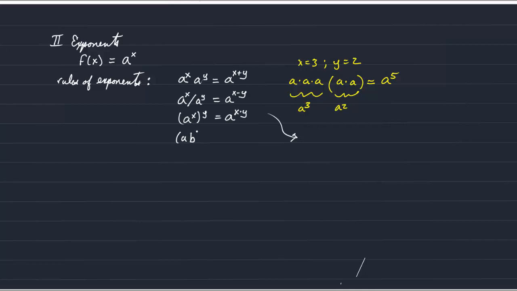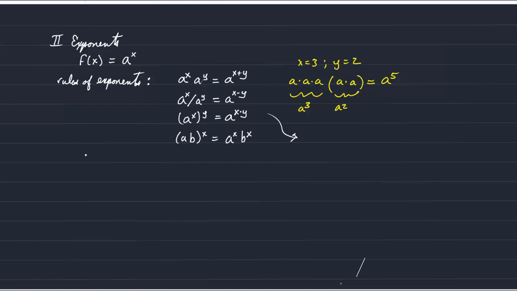A times b raised to the x power is equal to a raised to the x power, b raised to the x power. So this represents a situation where the order of the multiplication doesn't matter. We can multiply a by itself x times, followed by multiplying b by itself x times. And that's equal to multiplying ab times ab x times. Okay. So this is a general exponential function.